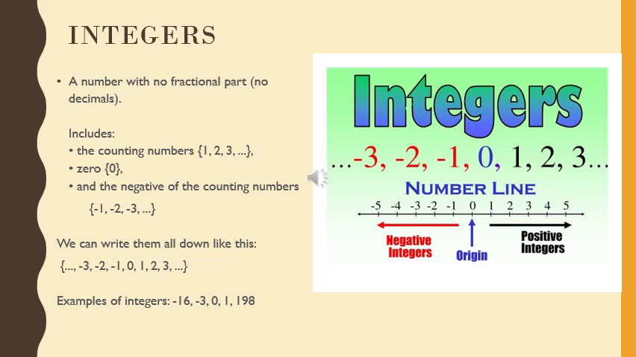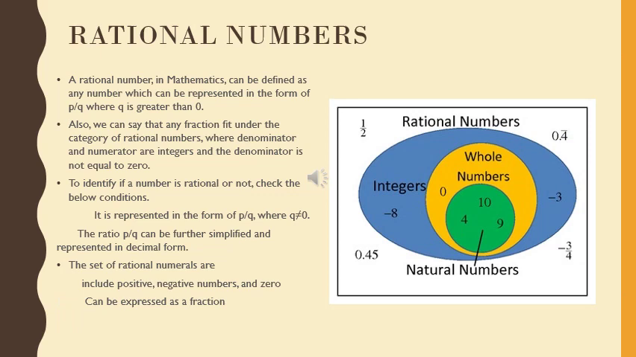Let us revise what the set of integers is. All negative numbers, 0 and all positive numbers together form the set of integers. It is denoted by the letter Z. Revise what a rational number is. A rational number is a number which can be represented in the form p by q, where p and q are integers and q is always greater than 0, like minus 2 by 3, minus 2 by 6, 6 by 4 and so on.